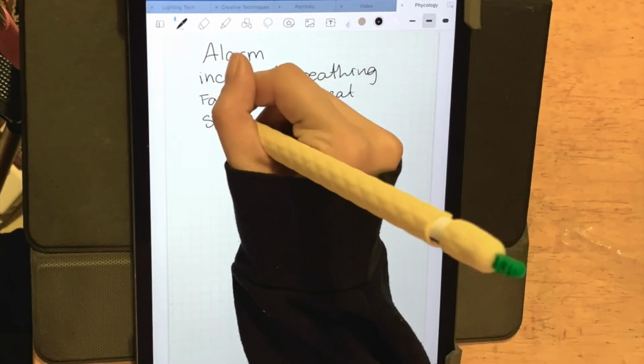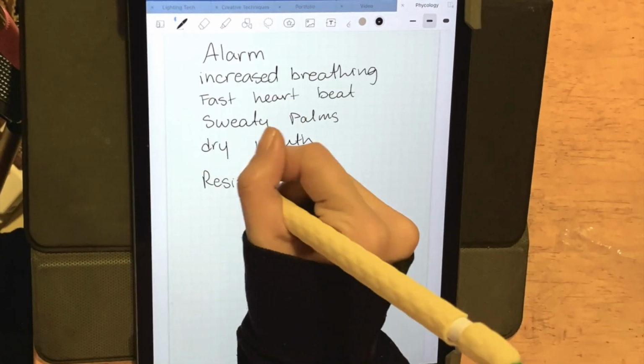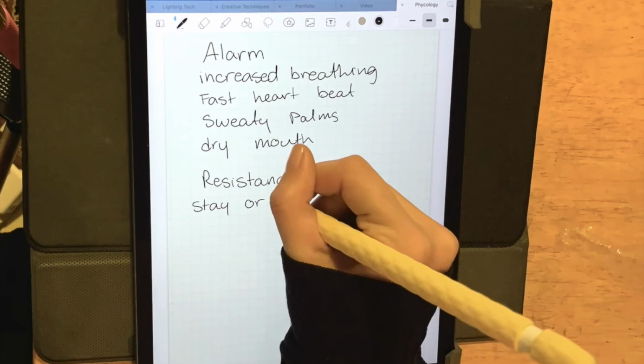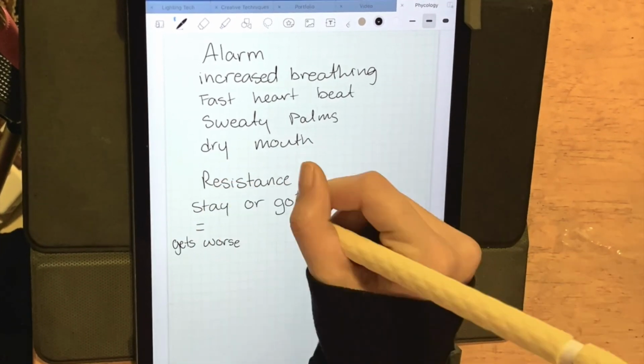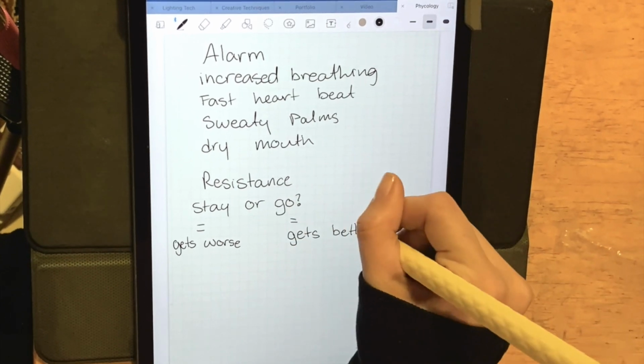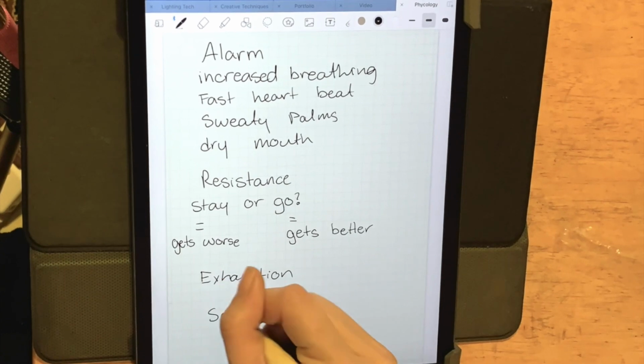The next one we're going to look at is resistance. If that person fights the fight or flight response, then they're going to go into resistance mode. This is where the body is asking, should I stay or should I go? If I stay, then all of these are going to get worse. If I go, then it may get better.